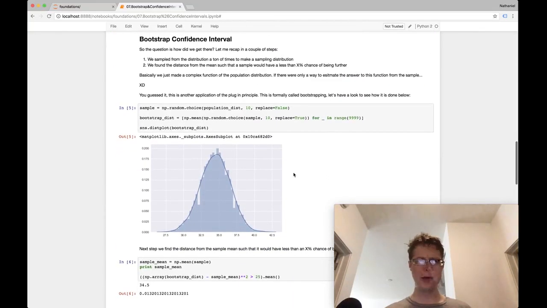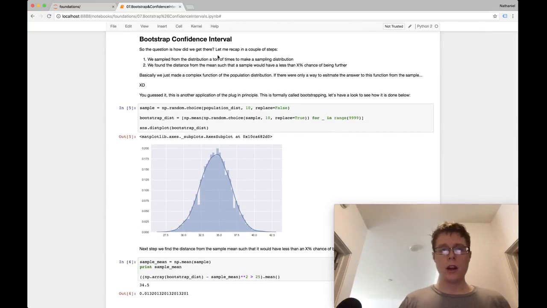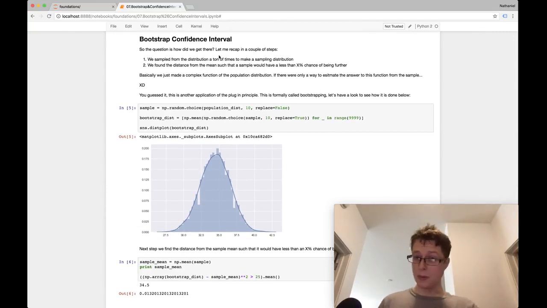Let's review how we got there. We've got two steps that we used in order to calculate the above. One, we sampled from the true population distribution a lot of times. Then we applied the function that we were interested in, in this case the mean, to get the sampling distribution.